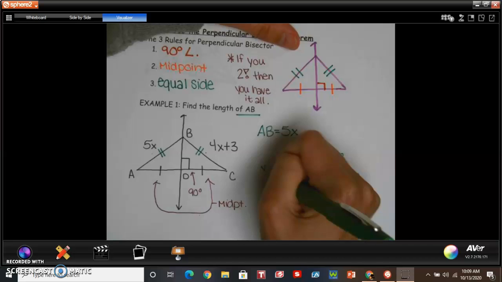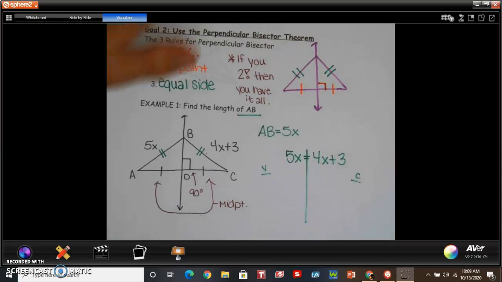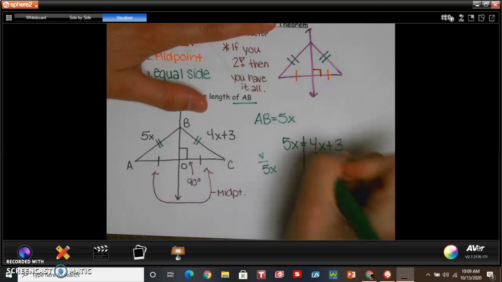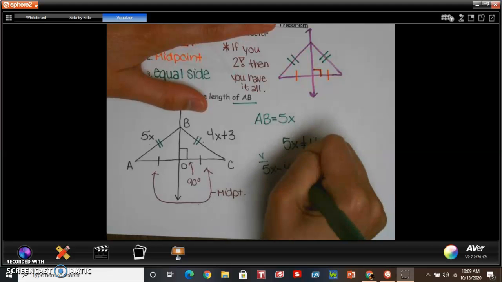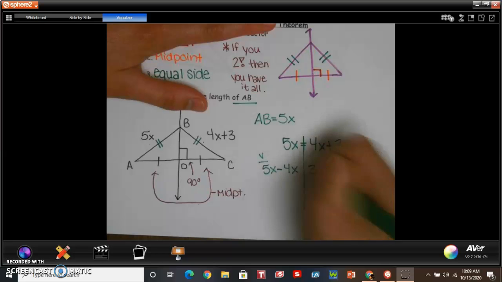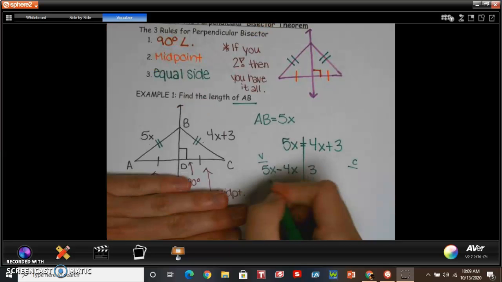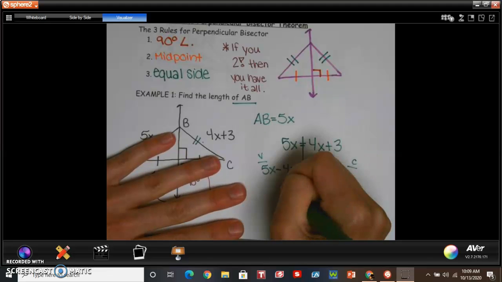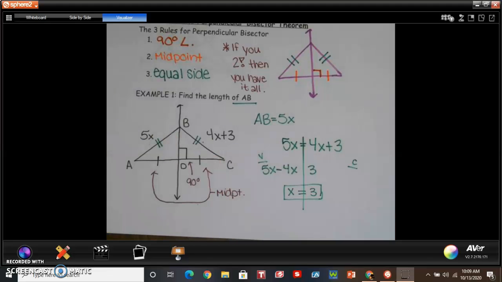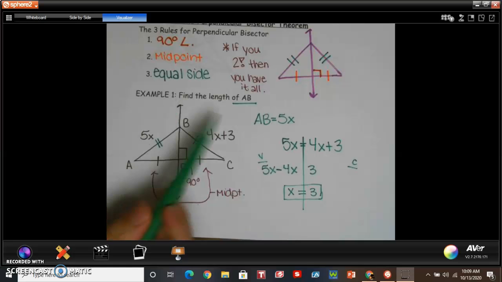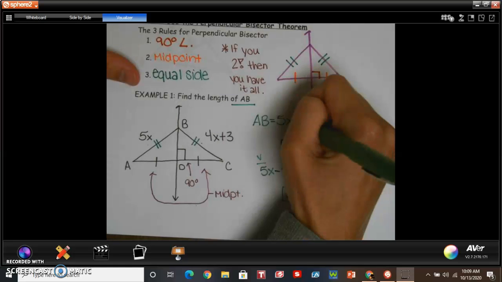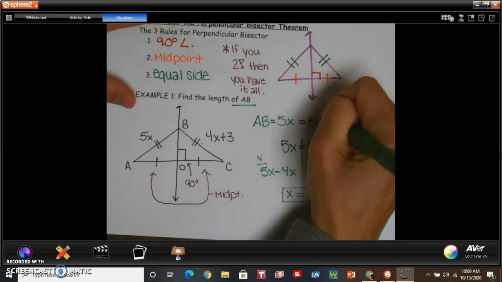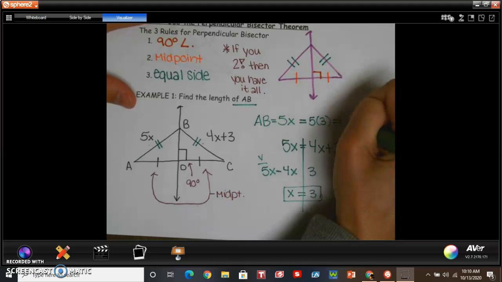Variables, constants. Ooh, I don't know if this green pen's going to make it all the way. So we have 5x already over here. We need to move 4x over here. We already have 3 over here, and that's all we need. 5x minus 4x is x equals 3. Now, are we done? Is x what they wanted us to find? Nope. They want us to find the length of AB. So we're going to plug in 3 for x. So we have 5 times 3, and our final answer is 15.